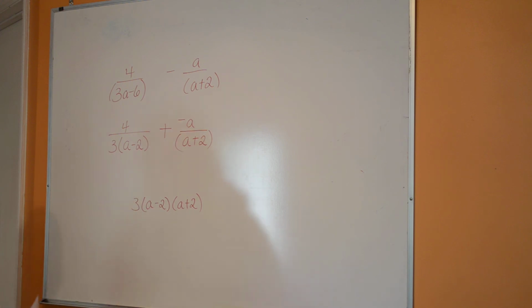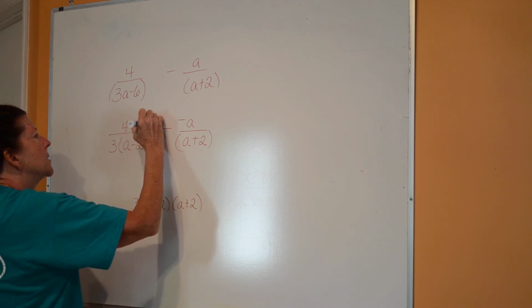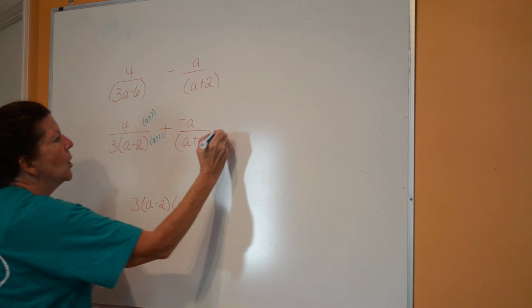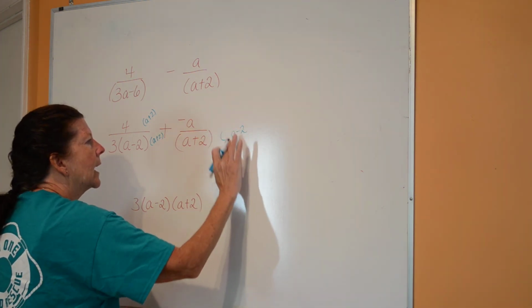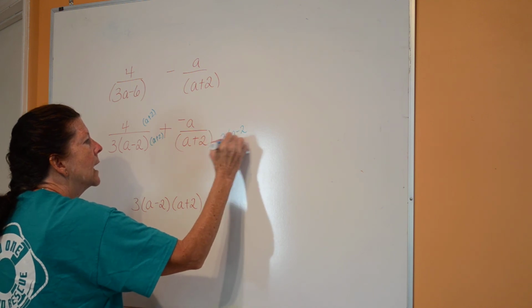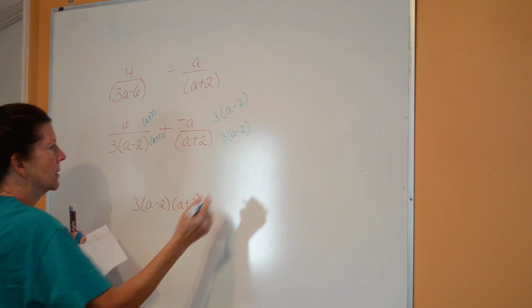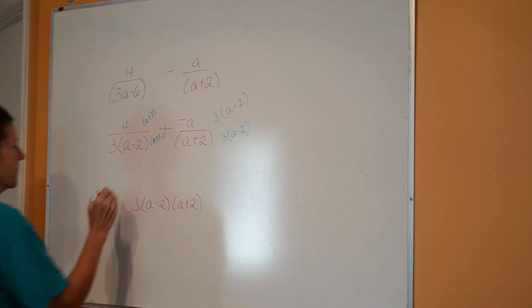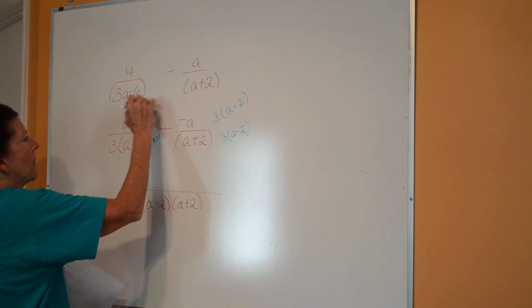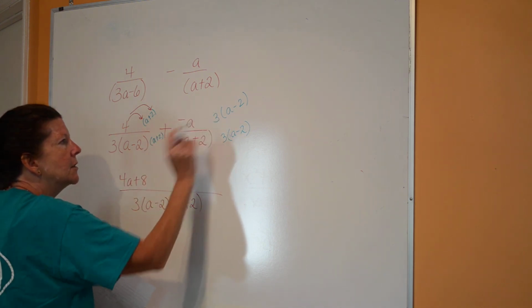So what this one is missing is the a plus 2. What I do to the bottom, I do to the top. What this one is missing is a 3 and then an a minus 2, not times 2. All right, so then I go back up and I complete it. I have to do distributive property here. So I have 4a plus 8. And then I have to do distributive property here.